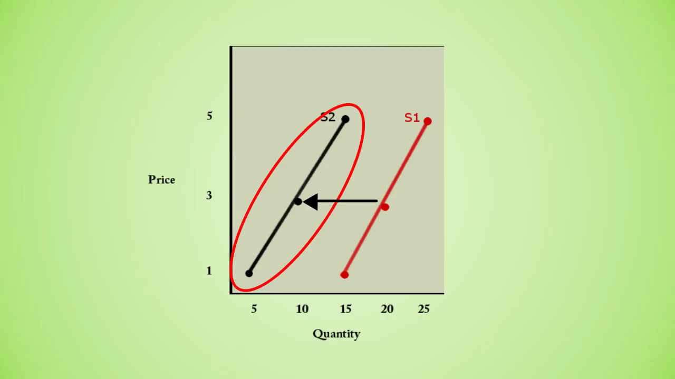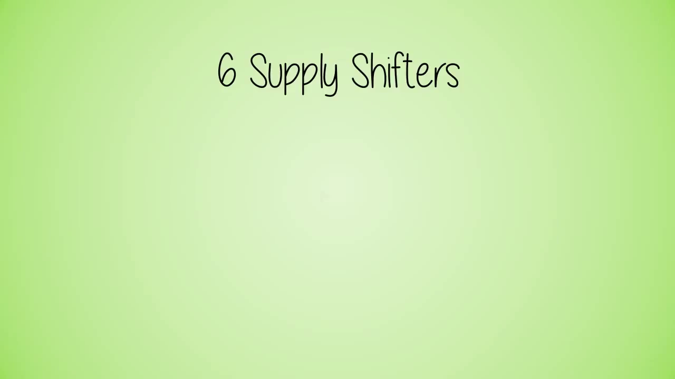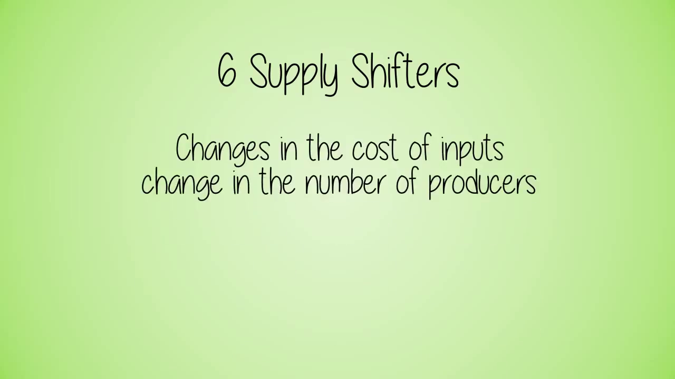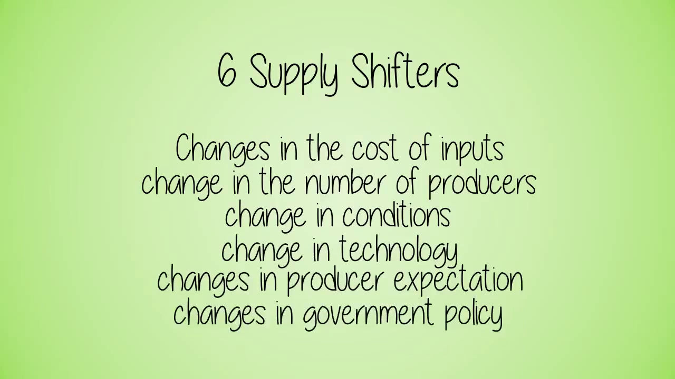In total, there are about 6 basic supply shifters. And of course, we'd be here forever if I gave examples of each and every one of them. So I'll just tell you what they are. Changes in the cost of inputs, change in the number of producers, change in conditions, change in technology, changes in producer expectation, and changes in government policy are the 6 basic supply curve shifters. Lots of change in there.